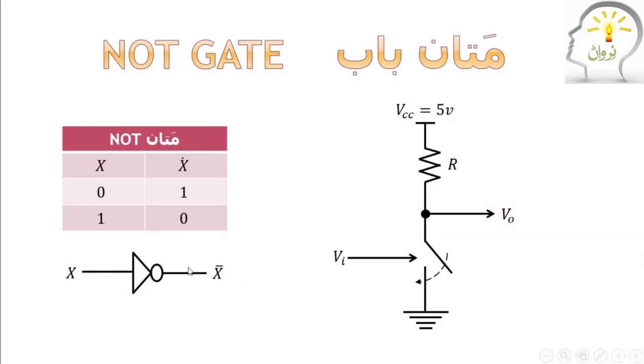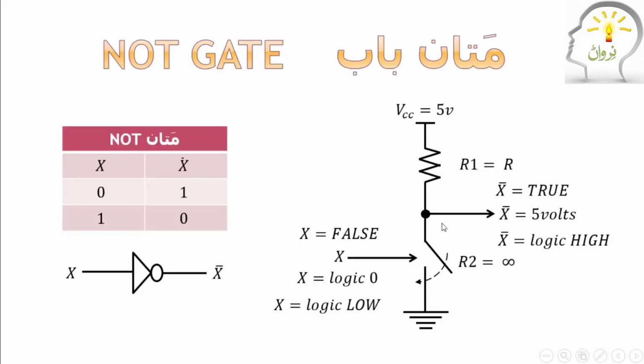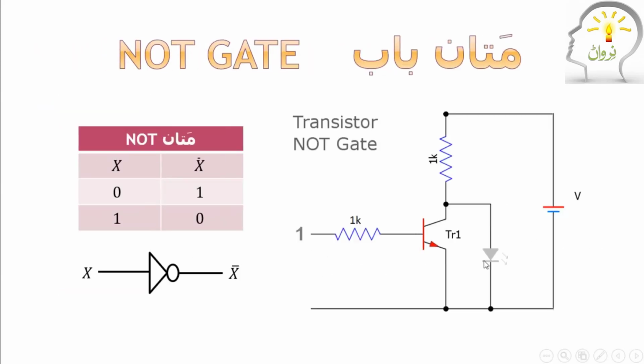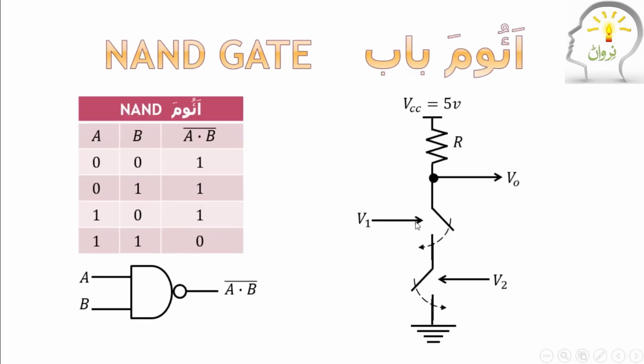This is a circuit with a switch, and here the switch is replaced by a transistor. And similarly, this is a NAND gate with two switches. One switch is operated by A, the other switch is operated by B. So you can say here it is A, here it is B. These two are inputs. And this is output.